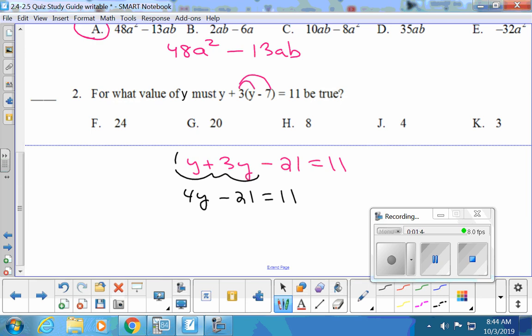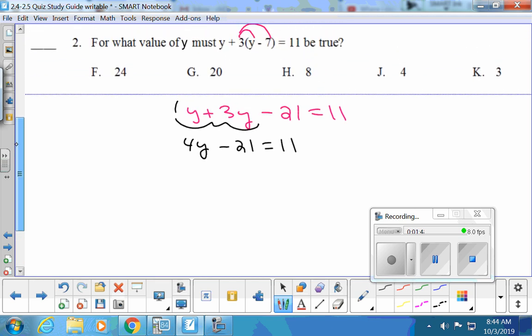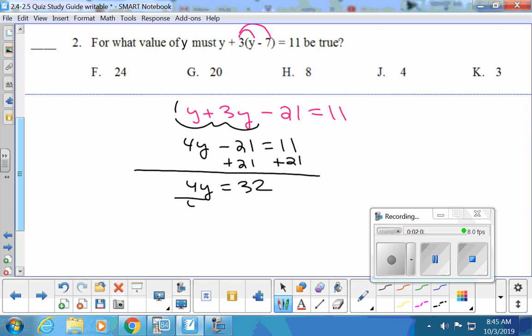Who do we want to move next? I want to move the 21 by adding 21. Everybody's with me right now on number 2? We'll have 4y equals 32. And then who are we going to move next? The 4 by dividing. So you're showing all this work. y equals 8.